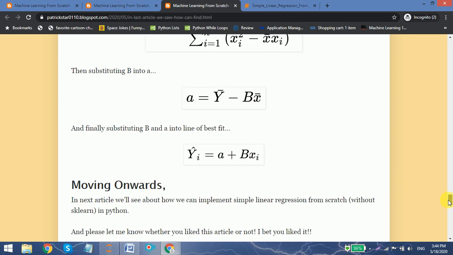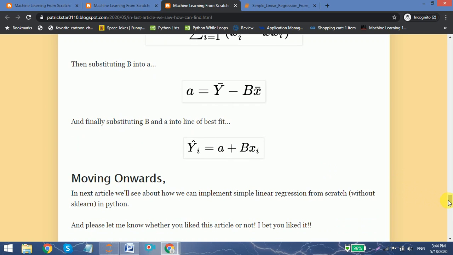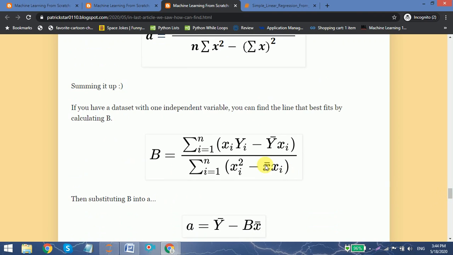Okay, so now I think this is clear to you, and now we'll move on to the coding part. Keep in mind that we are not going to use the Scikit-Learn library to run our Python program, but we will just use the formula for slope and intercept that we just derived here. Okay, so let's move forward.